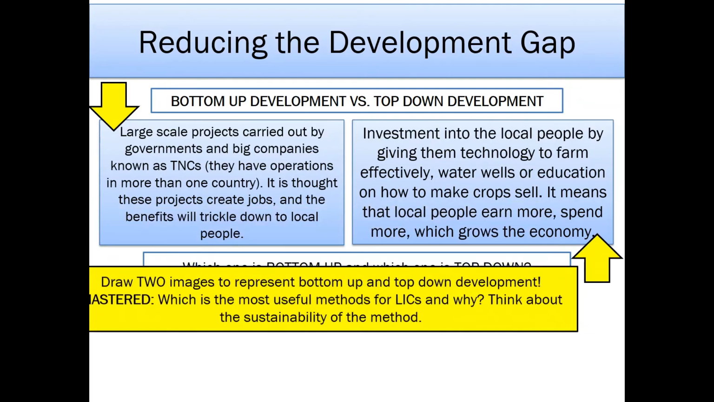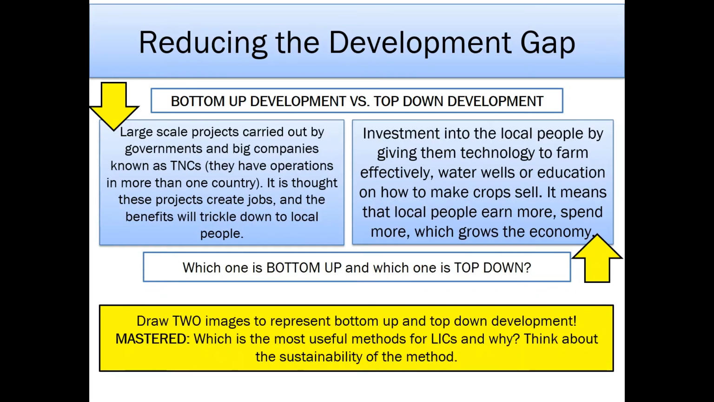Okay, so these are both bottom up and top down strategies for reducing the gap in development. Okay, so what I want you to do then is, can you draw two images to represent bottom up and top down development? For mastered, which one do you think is the useful method for an LIC country, so that's a low income country, and why do you think that?